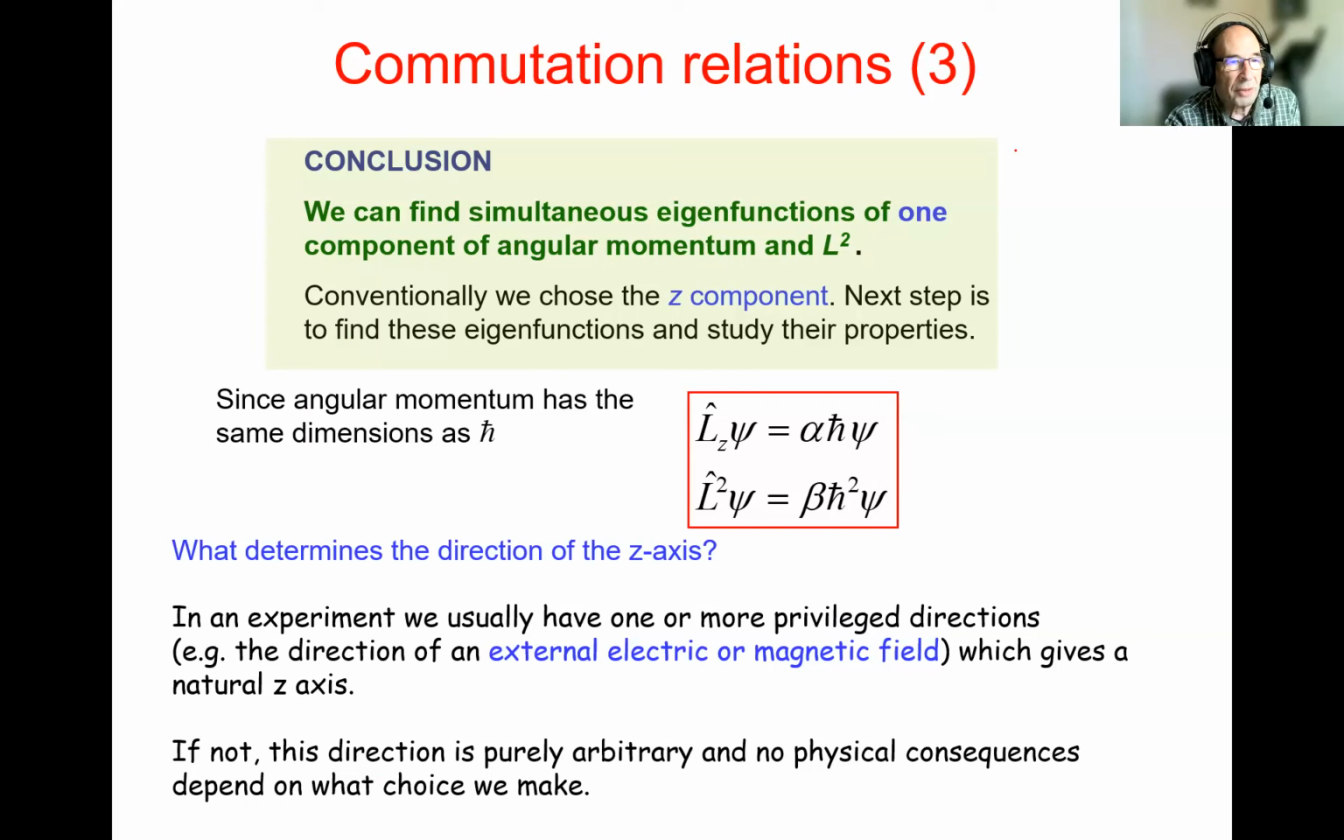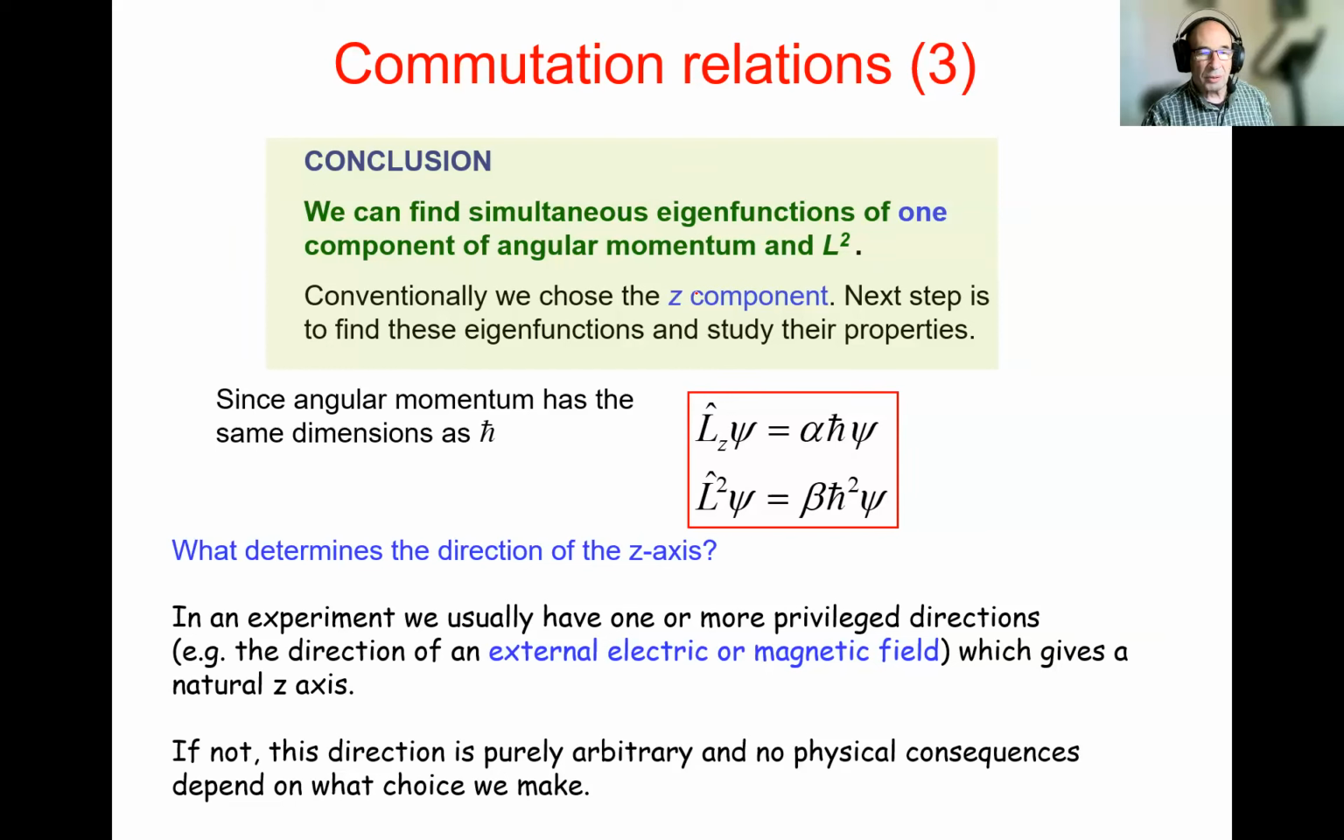So the conclusion is we can find simultaneous eigenfunctions of one component of angular momentum and L squared. This is what we have been talking about. That means we can measure both of them with very high accuracy simultaneously, right? For other combinations we cannot. Conventionally, in quantum mechanics, we choose what is called the Z component.